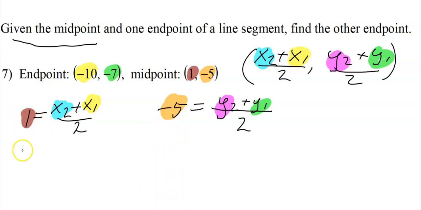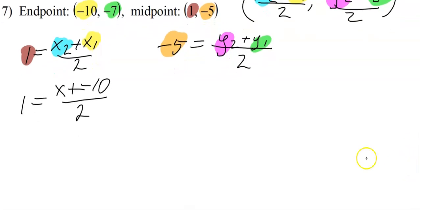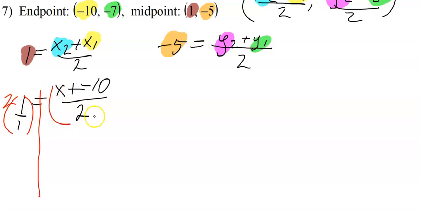So this brownish highlighter, so 1 equals blue. Blue is what I'm looking for. I don't know blue because, see, blue wasn't highlighted. Plus negative 10 divided by 2. So I am going to multiply both sides of this equation by 2. That's going to get rid of the 2 on the bottom. That's going to get rid of this 2.